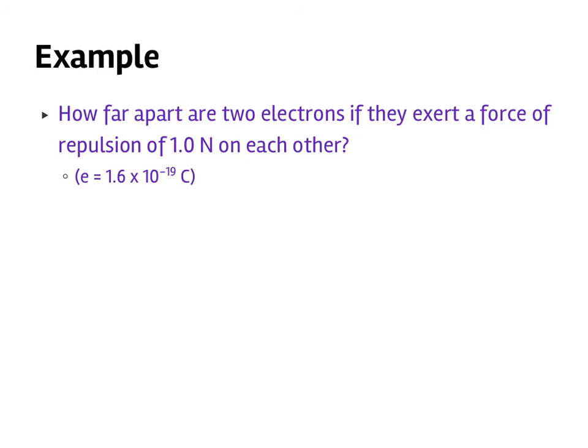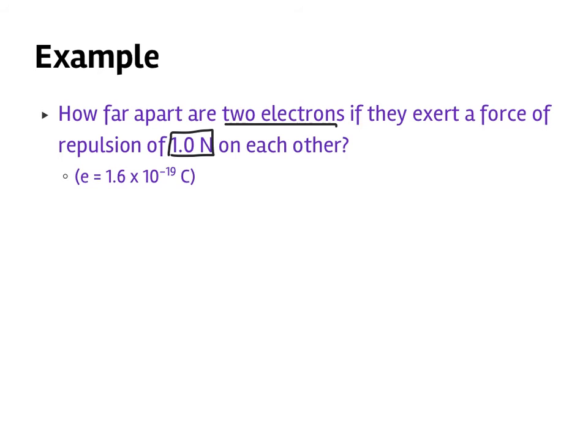All right, this is the last example I'll do with you guys, and then I'm going to have you guys try one on your own. So I want to know, how far apart are two electrons if they exert a force of repulsion of 1 Newton on each other? So key words here, we know the force, 1 Newton. Recognize variables there. I have 2 electrons.